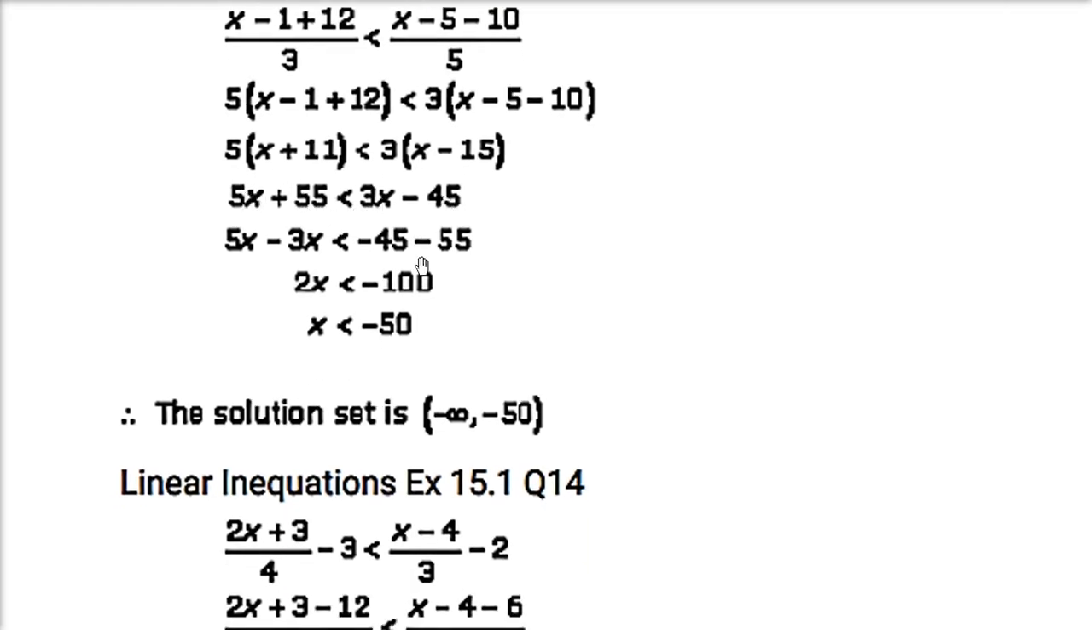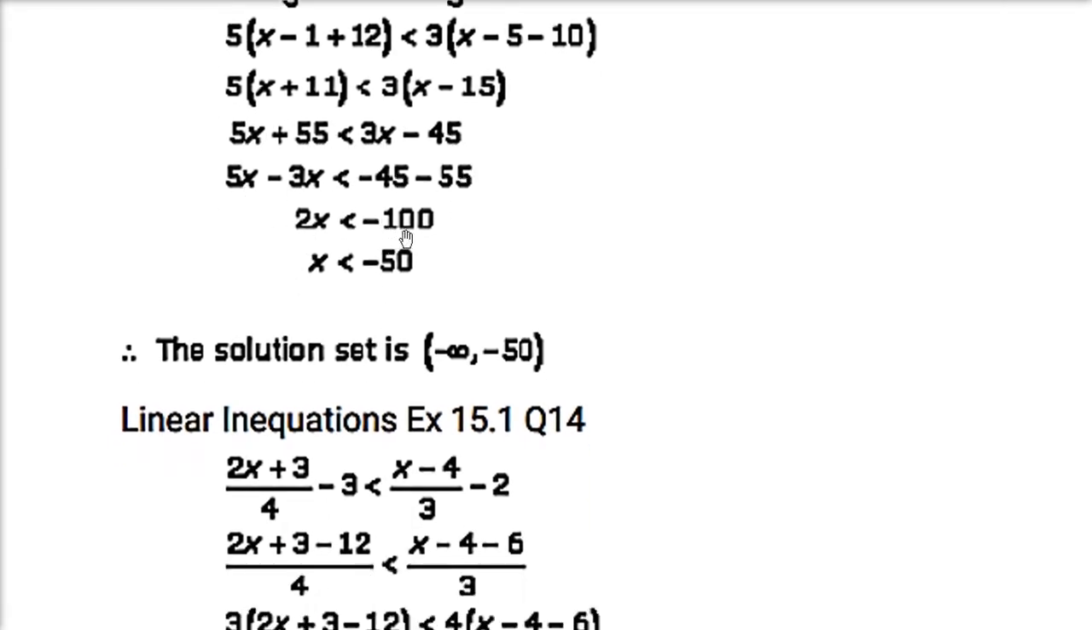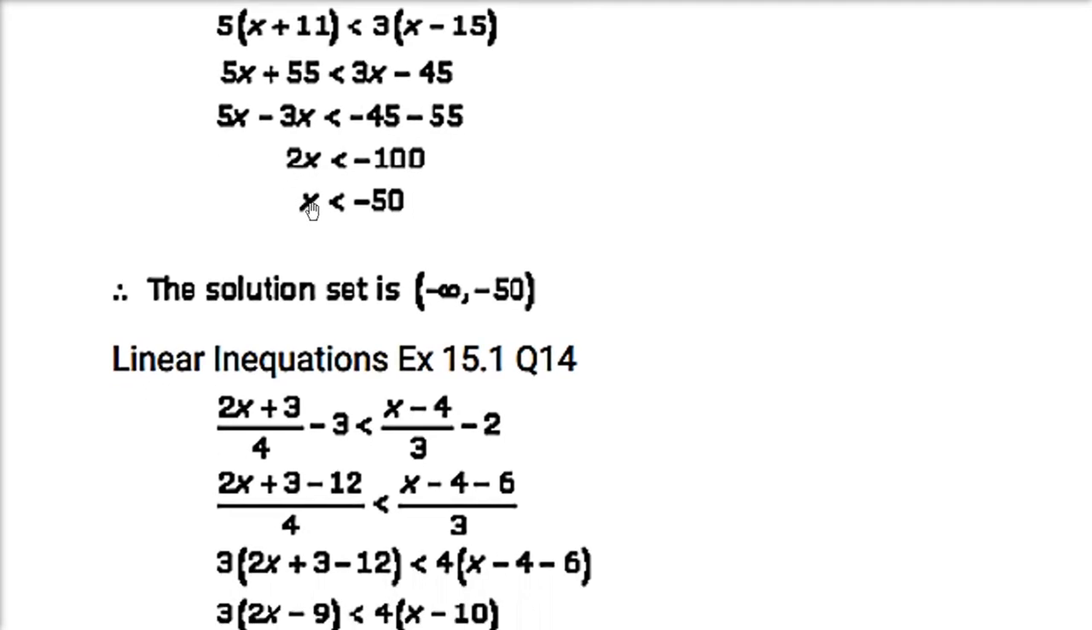Take 3x here, take 55 here. This is 2x, and this is minus 100. Divide both sides by 2. You get x less than minus 50. So this is minus 50 till minus infinity, because it is less than. So minus 50 and left hand side. Here we have minus infinity.